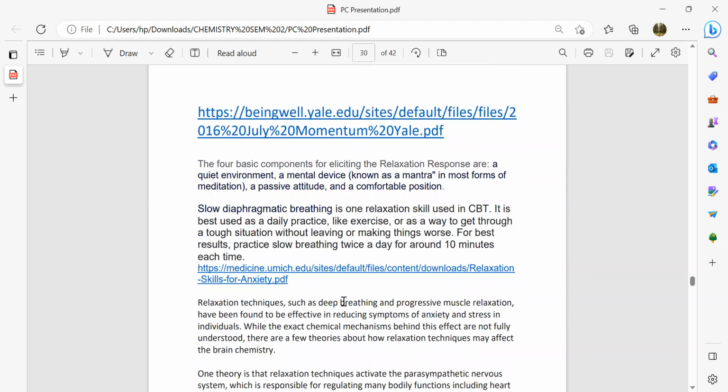Slow diaphragmatic breathing is one relaxation skill used in CBT. It is best used as a daily practice like exercise, or as a way to get through a tough situation without worsening things. For best results, practice slow breathing twice a day for around 10 minutes each time.